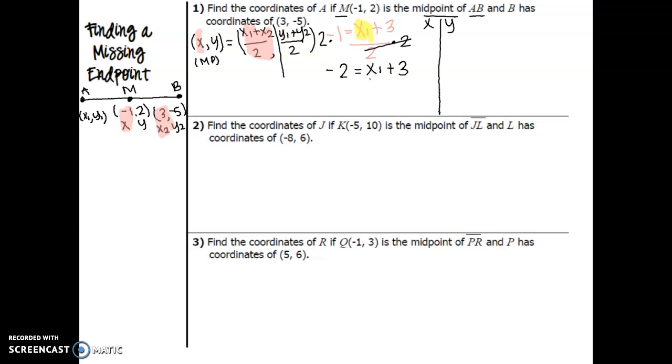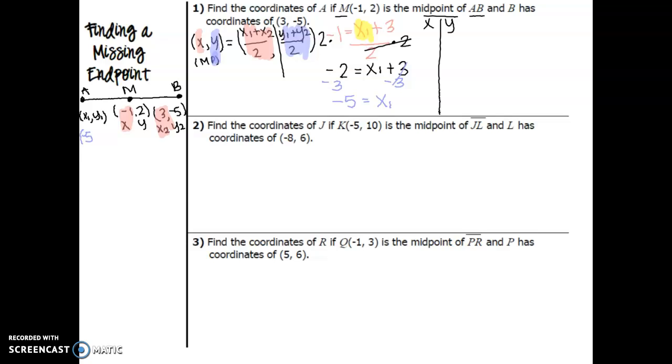Again, we're solving for x1, so I need to get rid of this plus 3. And I do that by subtracting 3, aka the opposite of adding, on both sides. So now we have -2 minus 3, that is a -5, and that is what x1 equals. So my coordinate over here is going to start off with a -5. However, we're not done yet. We did all this work for one coordinate. I still need to do my y's. So I still need to do my y coordinate in this part of the equation.